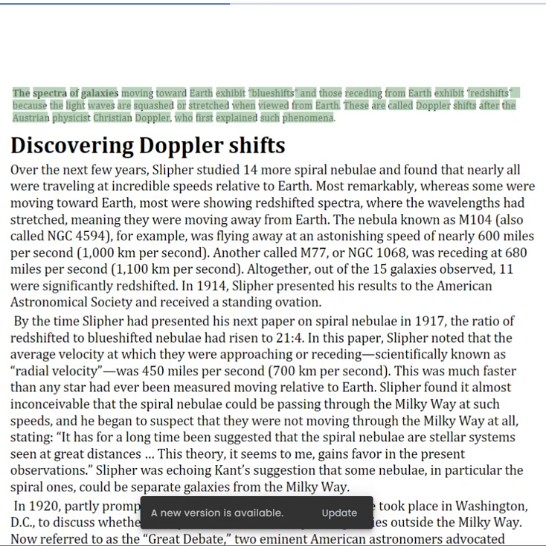The spectra of galaxies moving toward Earth exhibit blue shifts, and those receding from Earth exhibit red shifts, because the light waves are squashed or stretched when viewed from Earth. These are called Doppler shifts after the Austrian physicist Christian Doppler, who first explained such phenomena.